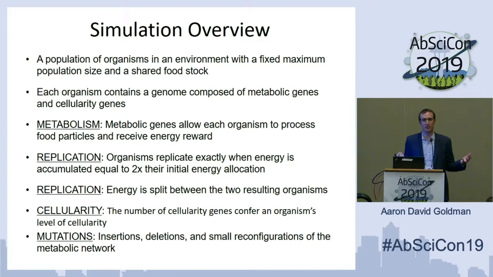In addition to the mutations that a cell or an organism might have due to this random horizontal gene transfer that's a consequence of low cellularity, the organisms' genomes are also regularly mutated through insertions of any of these genomic instruction types, deletions of those genomic instructions, or small reconfigurations of the metabolic network that they use to process food particles.